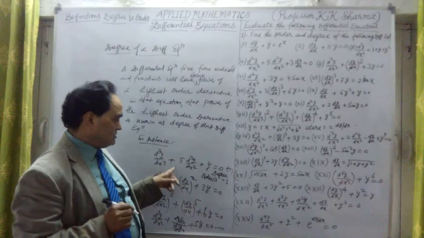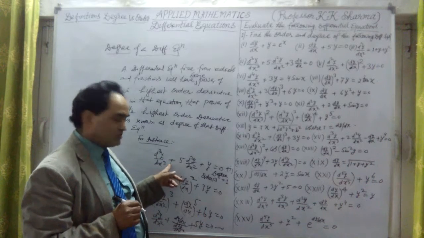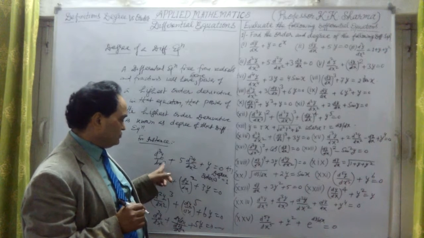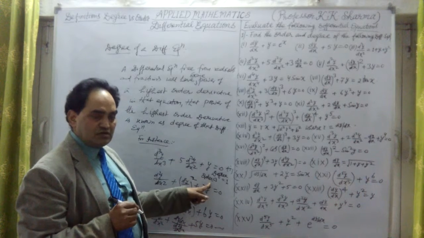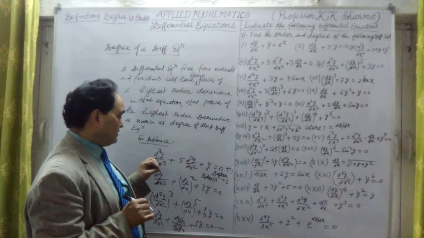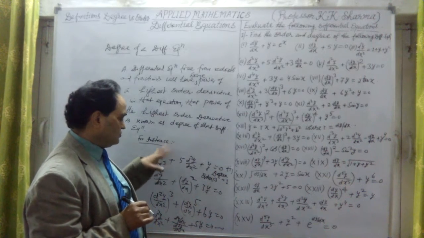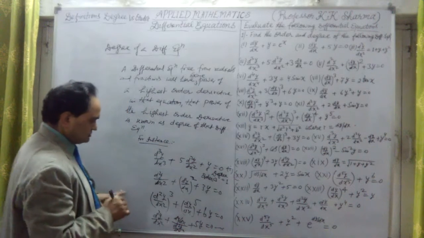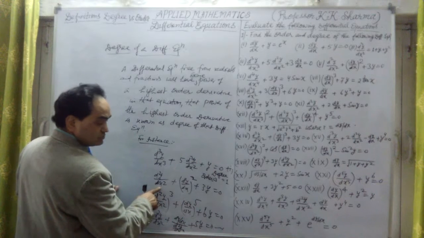We find the highest order derivative. This is the highest order derivative term, which is 3, so the order is 3 undoubtedly. Now we find the power of that highest order term only. What is the power of this? Only single. So the degree here is 1.